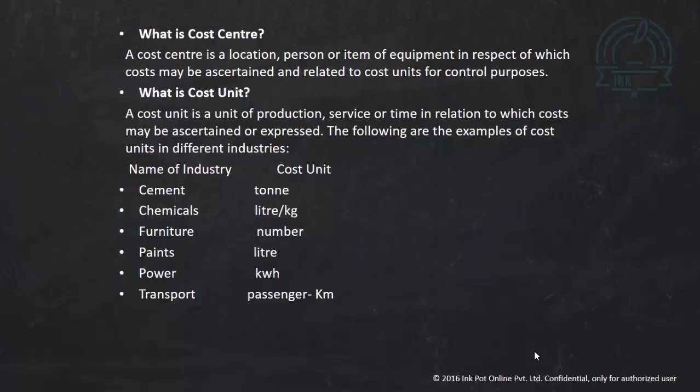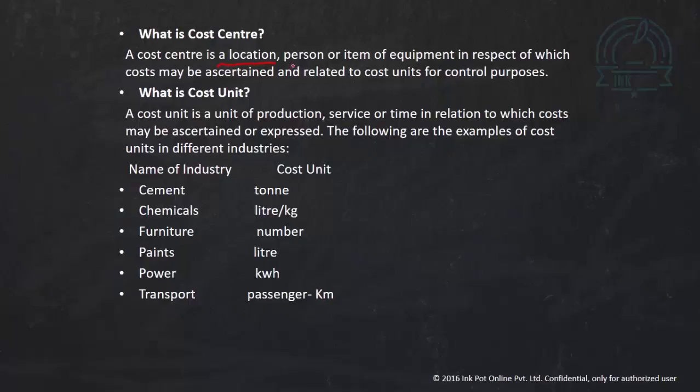Now what is this cost center? Cost center means that for which we are going to calculate the cost. Let's say I have a branch, right? I want to calculate how much my organization is spending on my particular branch, say in Mumbai. So this will be a location. I am calculating the total expenditure incurred on a branch. So my cost center can be a location.